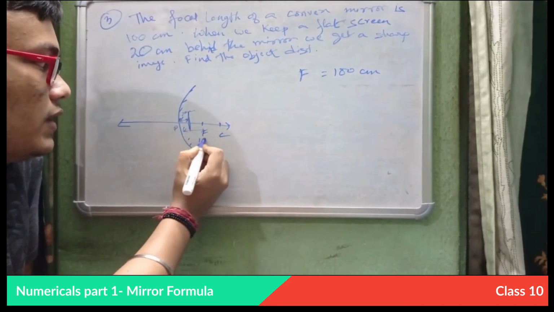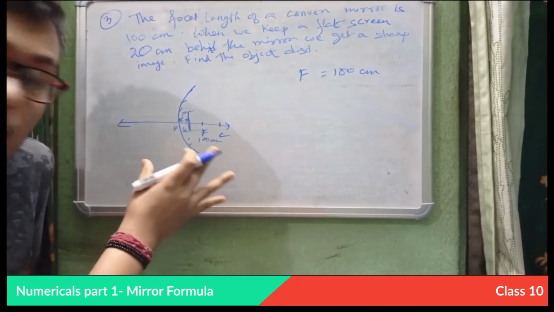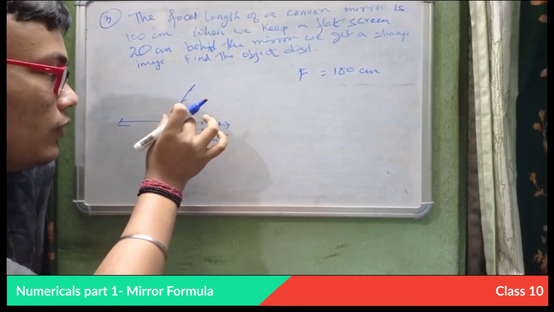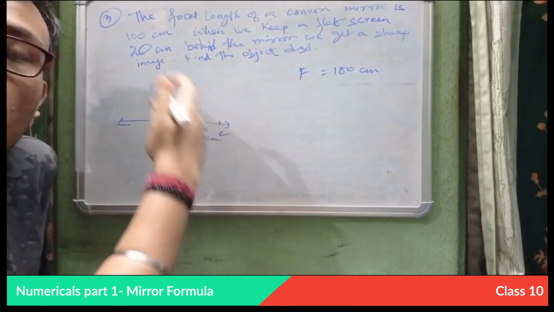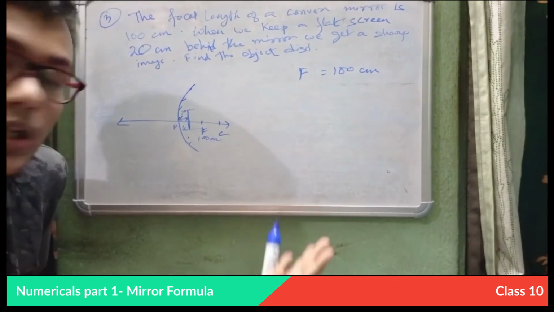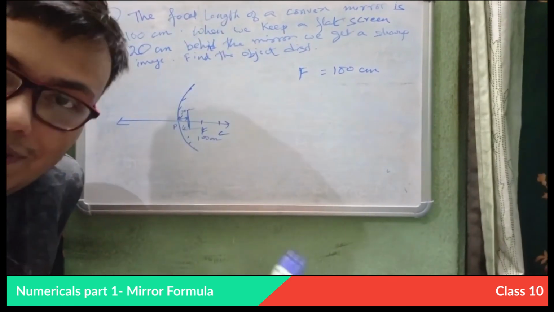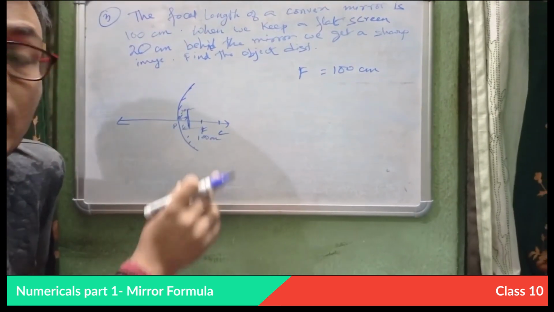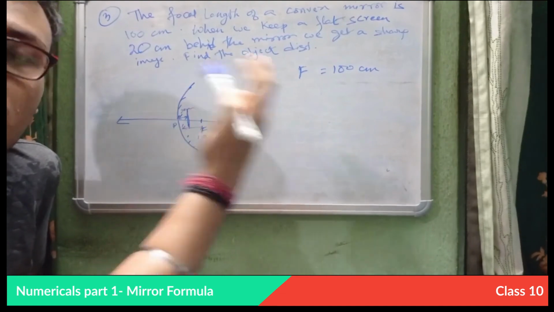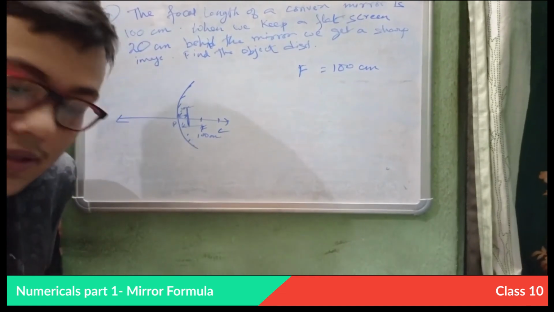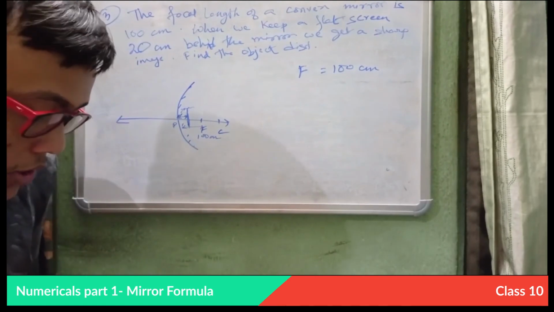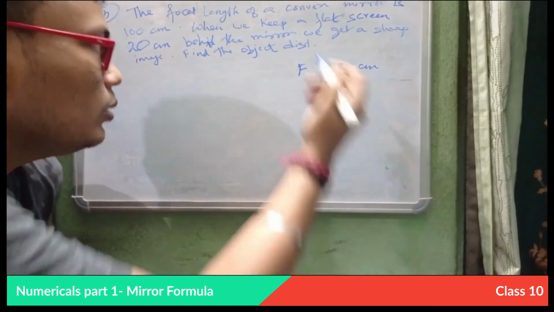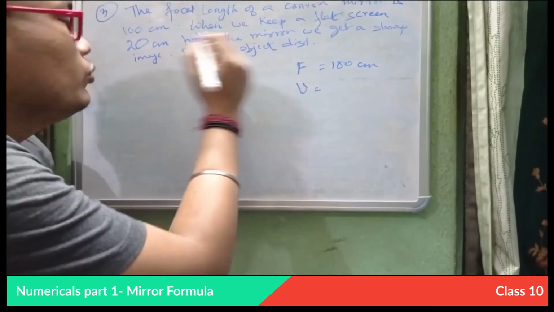The focal length is given as 100 centimeters, right? From the rough diagram, we can see that the image distance and the focal length are towards the right-hand side of the mirror, that is towards the positive x-axis. So these two distances will not be considered negative in this case. They will be positive because they are towards the positive x-axis. So we will apply this theory over here. The image distance is 20 centimeters.